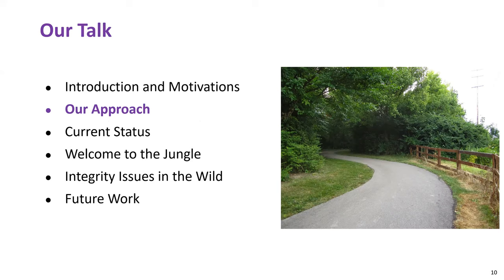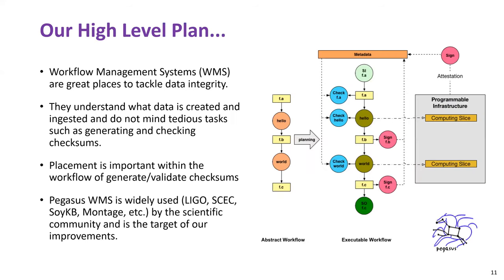Let's look at what our approach was, and it's actually pretty simple. We ended up adding functionality to Pegasus to generate checksums when we produce data and validate checksums when we use data. This is a pretty good fit because Pegasus plans out the workflow execution in full before starting execution, so we know where all the data is produced and used. Placing these checksums is a little bit of graph manipulation, to insert and add those tasks. The placement is important, because we want to make sure that we validate at the right place and generate at the right place. But it's a pretty good fit for our workflow system to do this work.